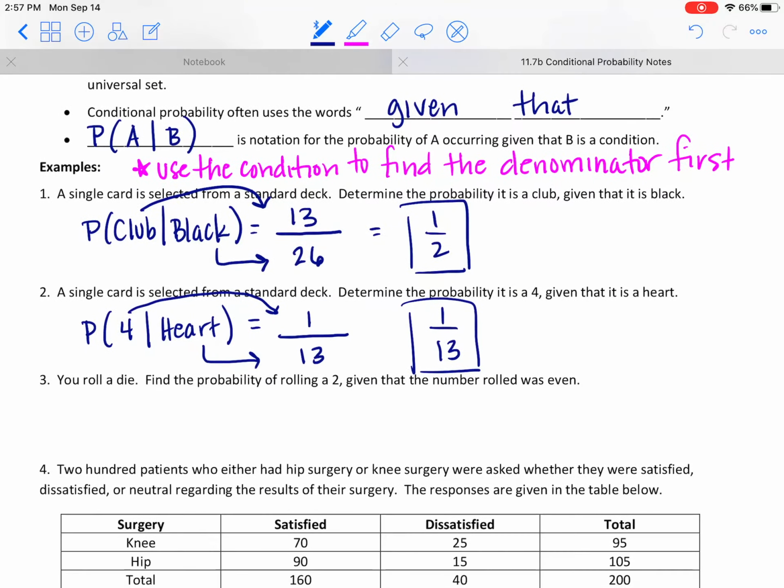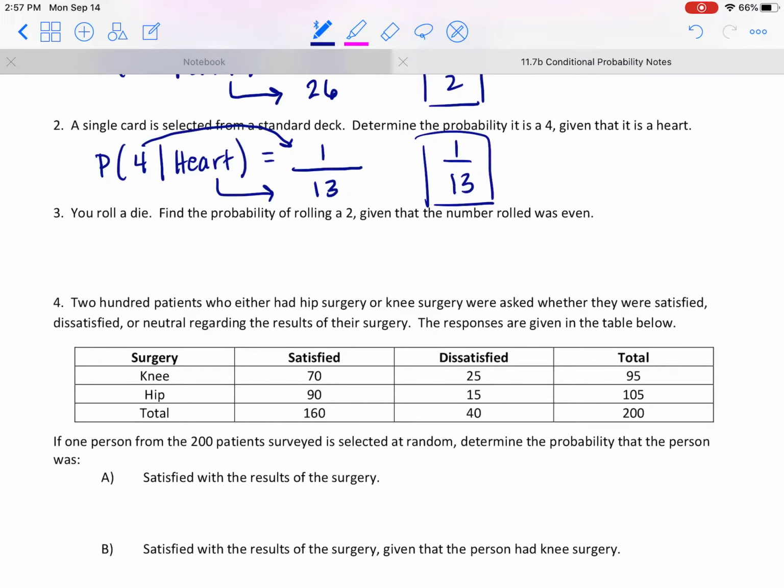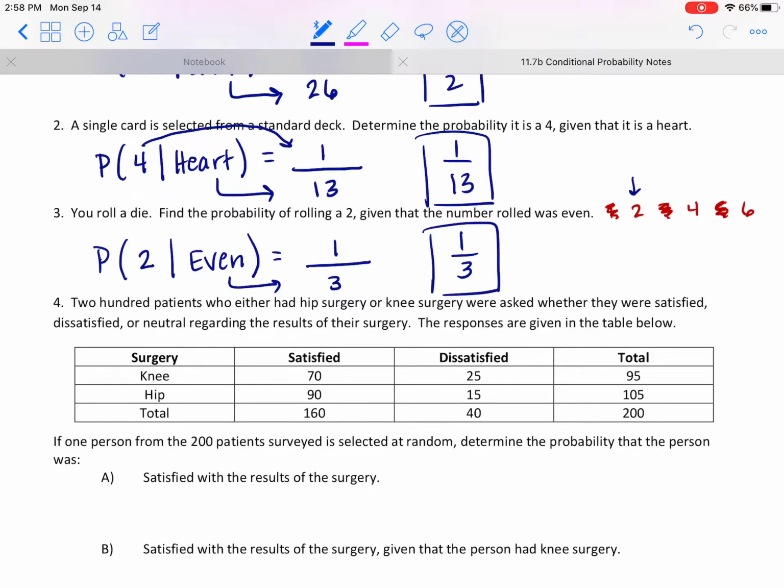How about you roll a die? If you roll a die, I'm assuming a 6-sided die since it doesn't state otherwise, what's the probability of rolling a 2 given that the number rolled was even? Normally there would be 6 options, right? You'd have a 1, a 2, a 3, a 4, a 5, a 6. Now they're saying the number we rolled was even. So that means this isn't an option, this isn't an option, this isn't an option. There are only 3 even numbers to choose from. Of those 3, how many are 2s? Just the 1. So 1 out of 3 is our probability.